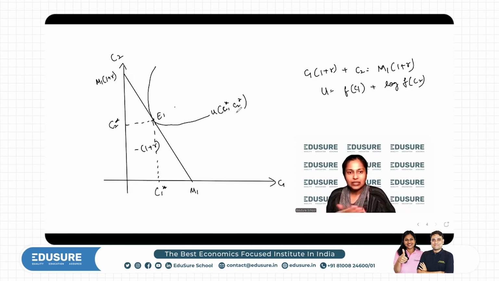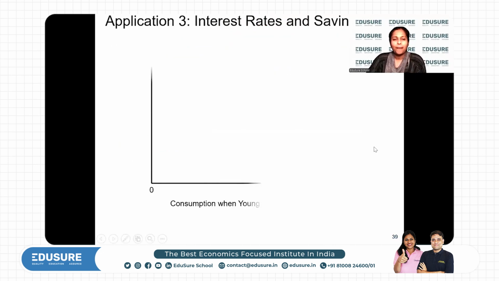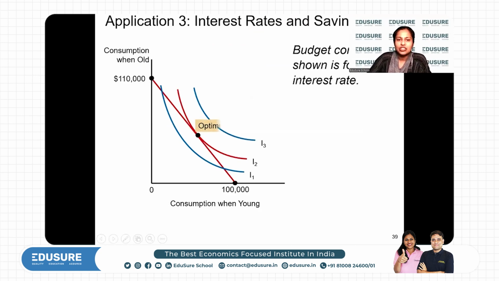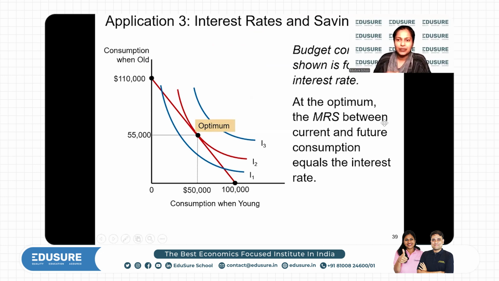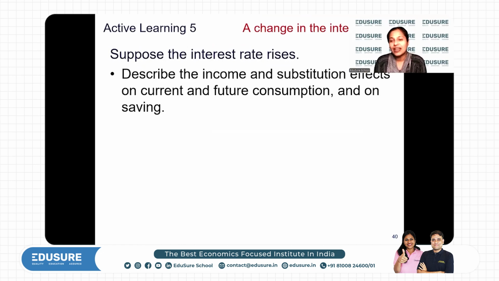Now, the interesting part is what happens when the rate of interest changes. So let's have a look there. So this is a person, same thing that we already did. Different ICs that we have. And then we will have one budget line and the point at which the MRS is equal to the slope of the budget line, which is minus 1 plus R. That's the equilibrium, right? Now, suppose the interest rate rises.